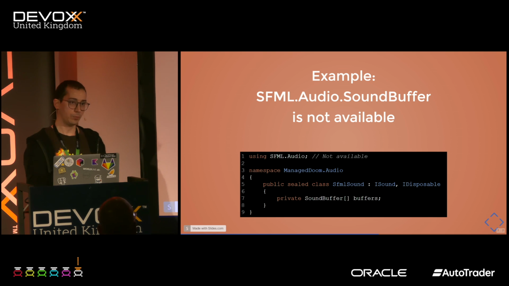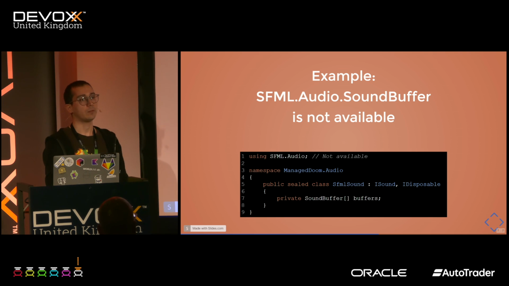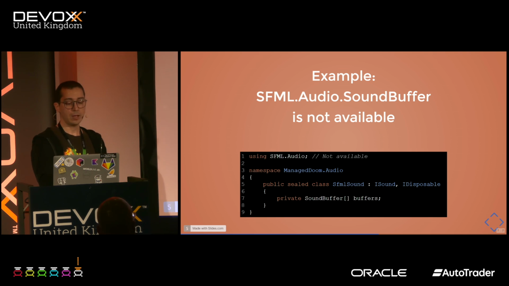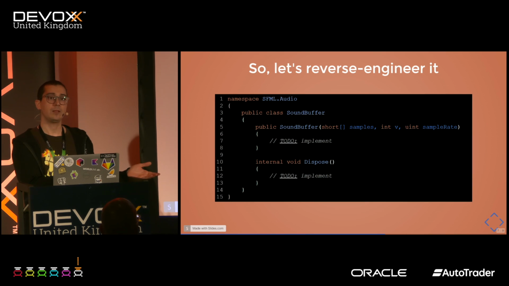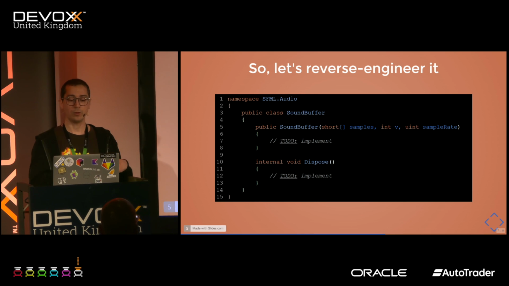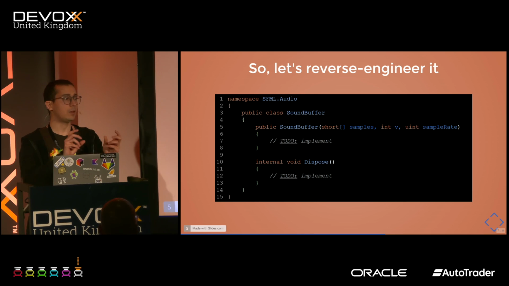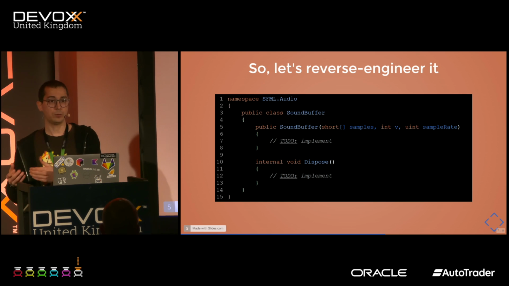This is a snippet of code from the ManagedDoom source code, where somewhere a sound buffer is imported. The SoundBuffer class is used, and it comes from sfml.audio, which is not available in the browser. So what I did was create it myself. I recreated this class by reusing the arguments, the constructor, to make it work, to make it compile.